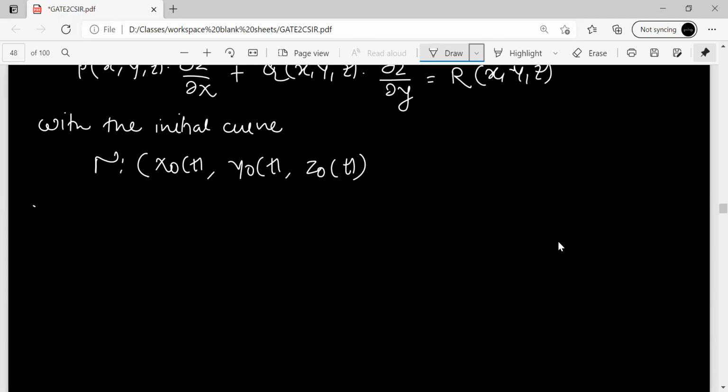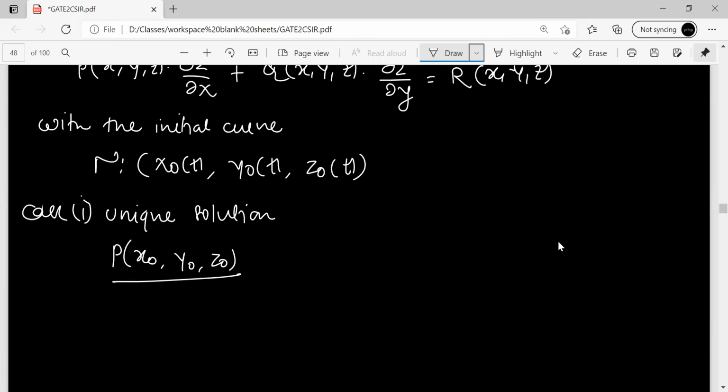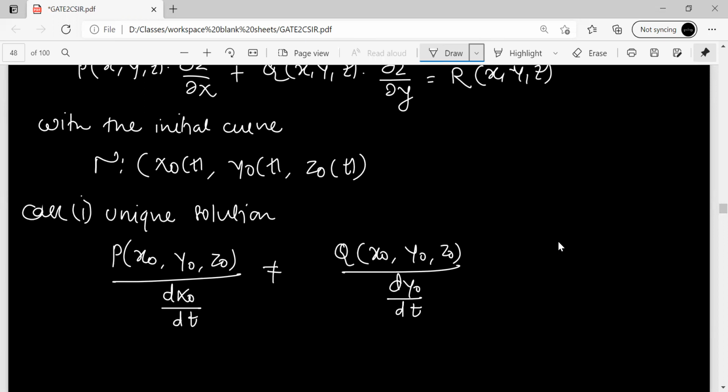So you just have to see case one. Case one is under what conditions you will have a unique solution. I just want to study when this system will have a unique solution. A unique solution only when p of x naught, y naught, z naught upon dx naught over dt is not equal to q of x naught, y naught, z naught upon dy naught over dt. When these two ratios are not equal, in that case we will get a unique solution.